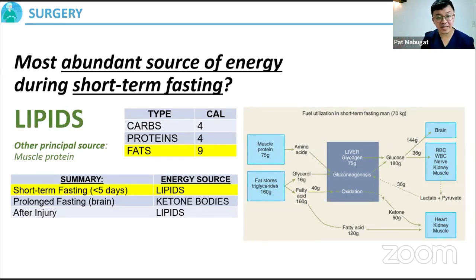So here's a summarized table, taken from Schwartz also. Short-term fasting, lipids. Prolonged fasting, especially in the brain, we have your ketone bodies, and after injury, it's lipids. So lipids in short-term fasting, and ketone bodies in the brain in prolonged fasting.